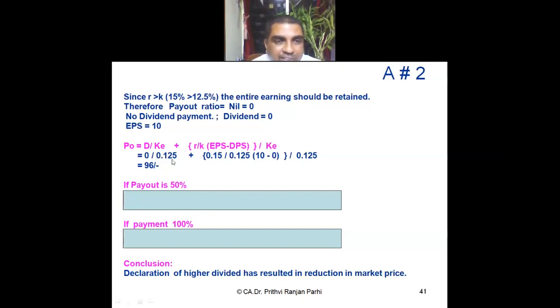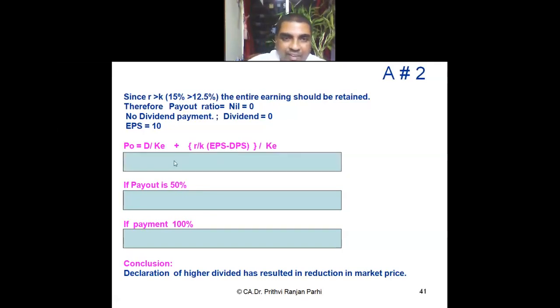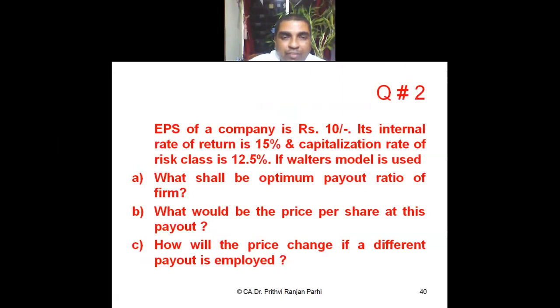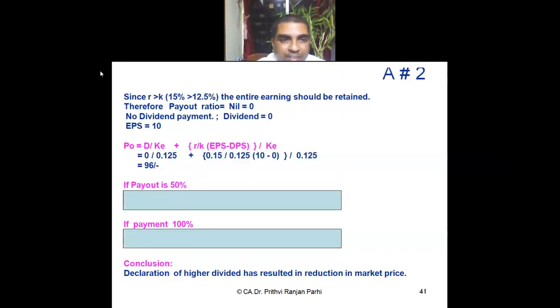Just see what you have to do. First is dividend, 0 divided by KE. What is the KE? 12.5% means 0.125. You might have committed some mistake here. This is a lesson for you. Plus R by K, that is 0.15 divided by 0.125, multiplied with EPS 10 minus 0, whole divided by 0.125. If you solve this question, you'll be getting 96.